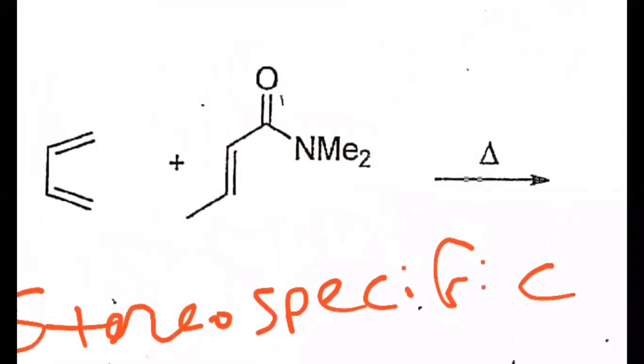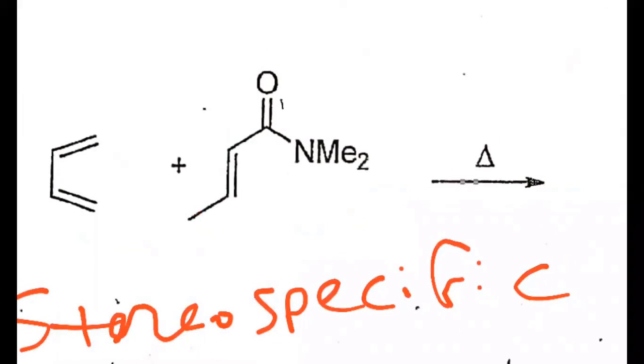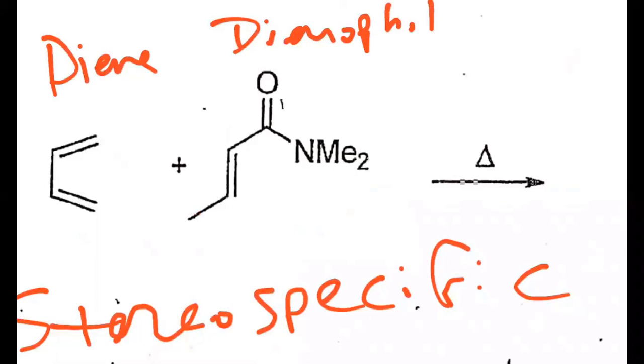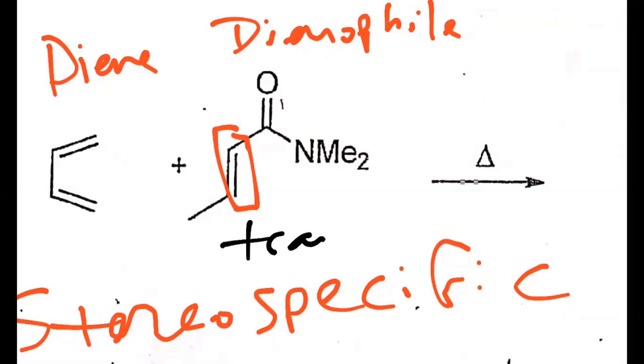So what do you notice? Let's go back to this. This is my diene. This is my dienophile. And so the dienophile, what's the stereochemistry on this double bond right here? Is it cis or trans? Trans, it's trans. This is a trans alkene.